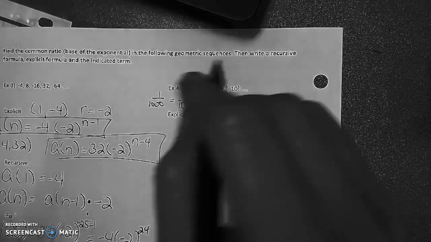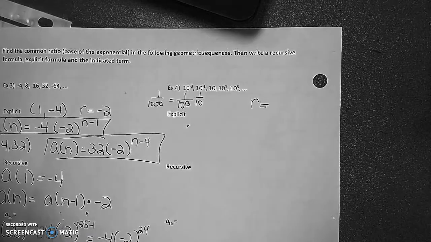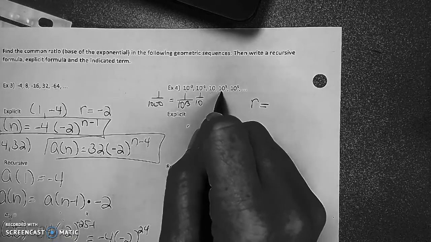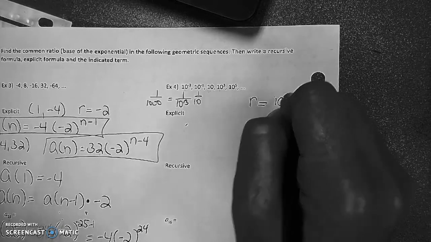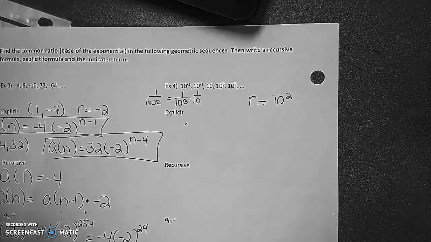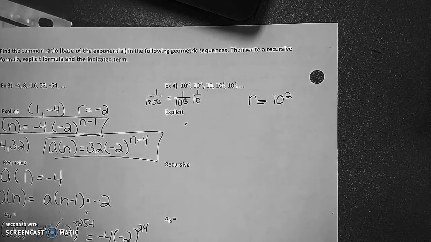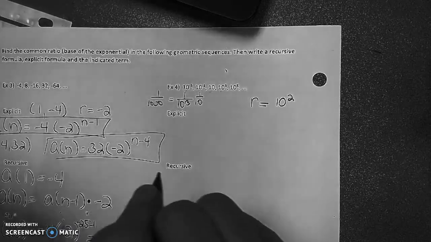So what are we multiplying by every single time? What's our common ratio? Well, I'm going to start here. If I have 10 and I want to get to 10 cubed, I'm going to be multiplying by 10 squared. That's my common ratio. And I can leave that as 10 squared, or I can certainly write it as 100, either one.